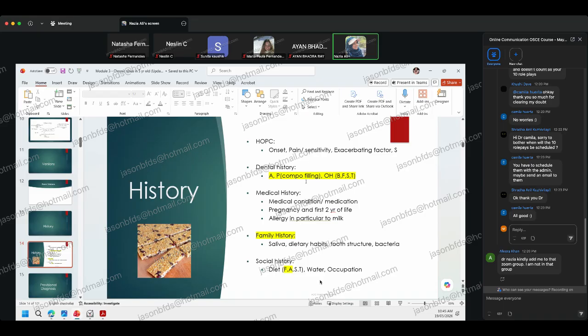Then how has she been keeping up with her oral hygiene? How does she clean her teeth? So I did mention she's brushing once. Now, what about cleaning in between? None of these kids are cleaning in between. I'm not surprised. What I was mainly interested in was supervision and toothpaste. So B, F, S, T. B is brushing, F is flossing, S is supervision, T is toothpaste.